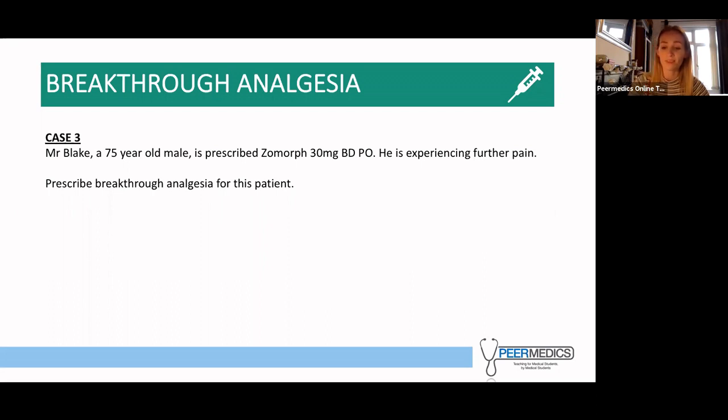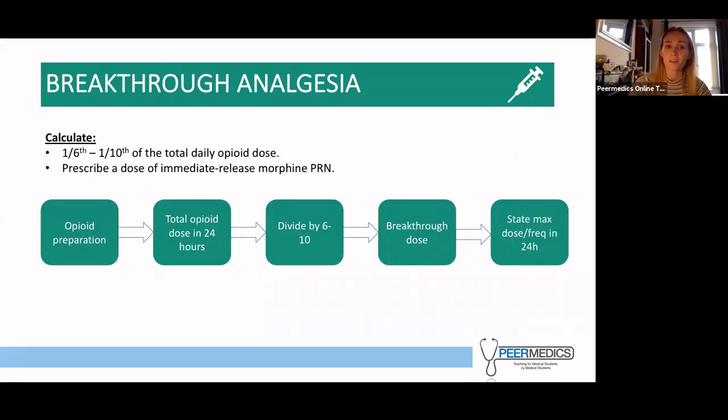Yeah, great. So the way that we work out breakthrough analgesia is we have to calculate a sixth and a tenth of the daily opioid dose. So the way we do that again is work out how much they're receiving in 24 hours, like you said, 60 milligrams, and then we divide this by both 6 and 10. The best thing to do with breakthrough analgesia is provide a range. This is something that's prescribed PRN, so that's as necessary.